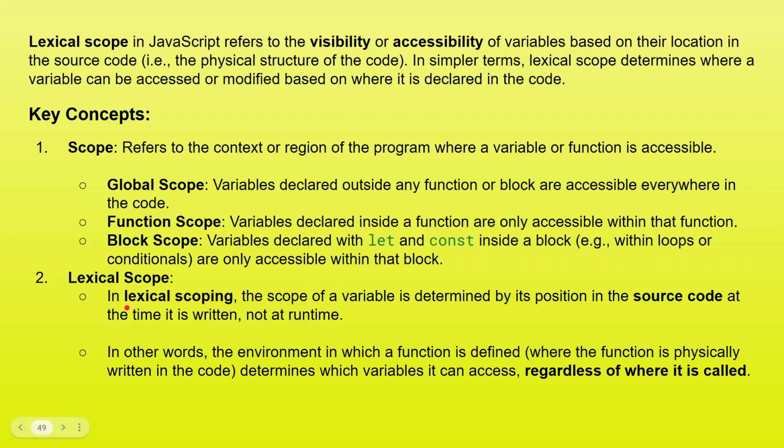Lexical scope. In lexical scoping, the scope of a variable is determined by its position in the source code at the time it is written, not at runtime. In other words, the environment in which a function is defined, where the function is physically written, determines which variables it can access, regardless of where it is called.